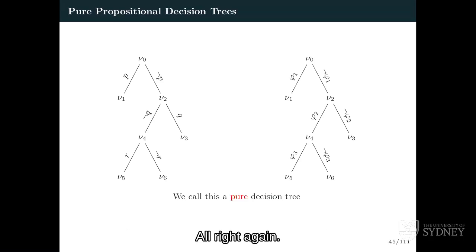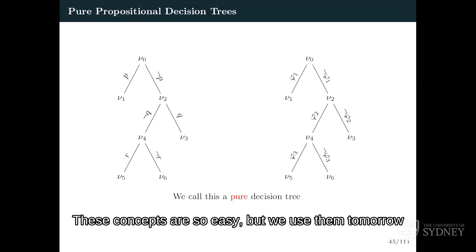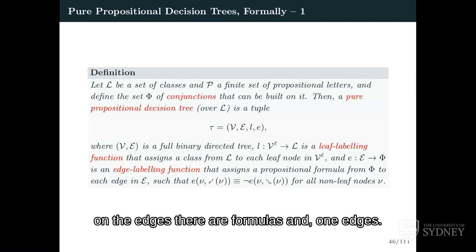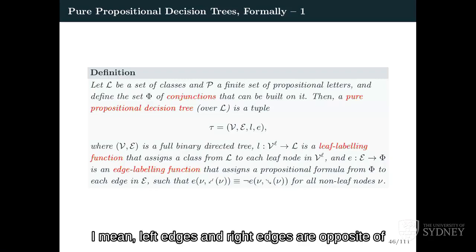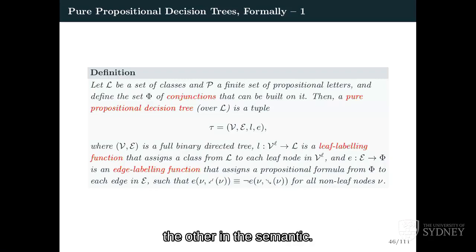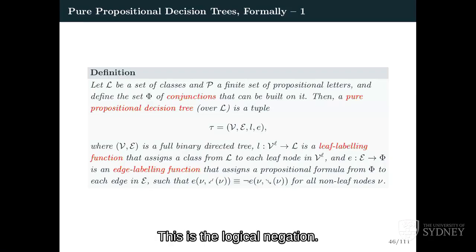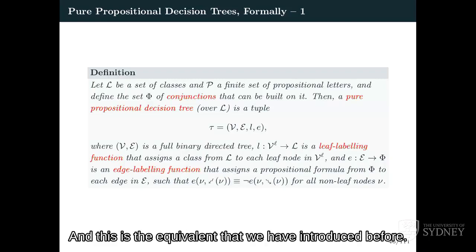All right? Again, we will use this tomorrow. These concepts are so easy, but we will use them tomorrow, and we will use this terminology. What is a pure decision tree? Well, a pure decision tree is a decision tree in which on the edges there are formulas, and the left and right edges are semantically opposite of each other. This label is a formula, this is another formula, this is the logical negation, and this is the equivalence that we have introduced before.